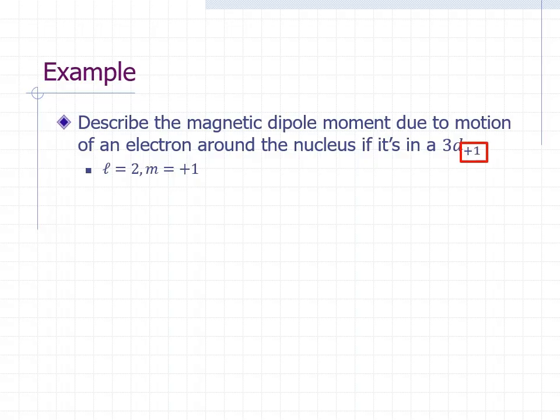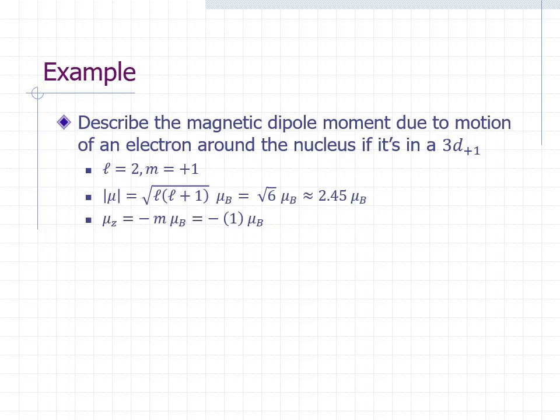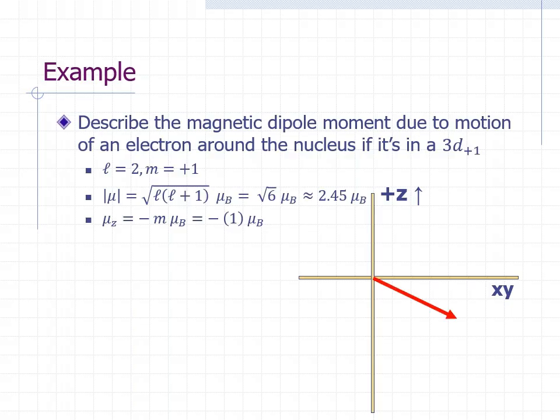The magnitude of the dipole moment vector is square root of L times L plus 1 times the Bohr magneton. Since L is 2, the magnitude is square root of 6 times mu sub b. The z component of the dipole moment vector is negative of m times the Bohr magneton, or negative mu sub b. Let's sketch this vector. Here's the xy plane. Here's the z-axis. Here's the vector. It is pointing downward since the z component is negative 1 times mu sub b.